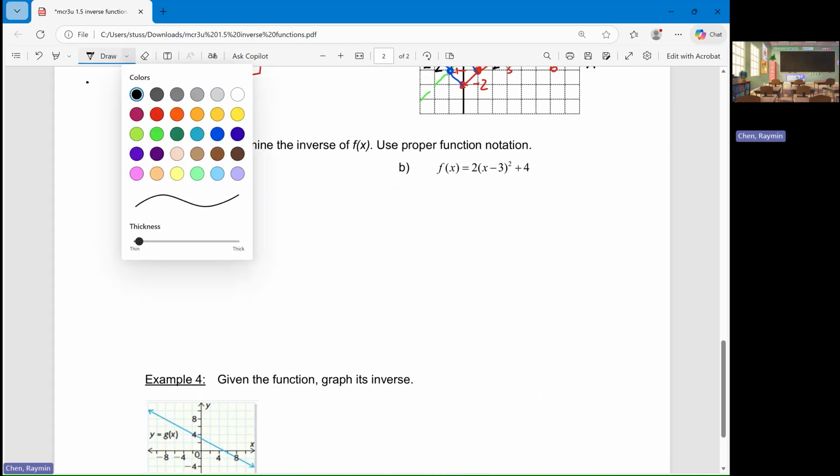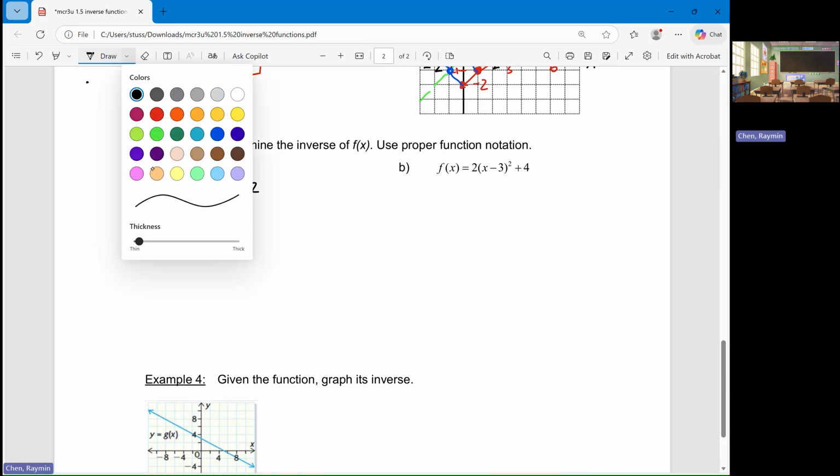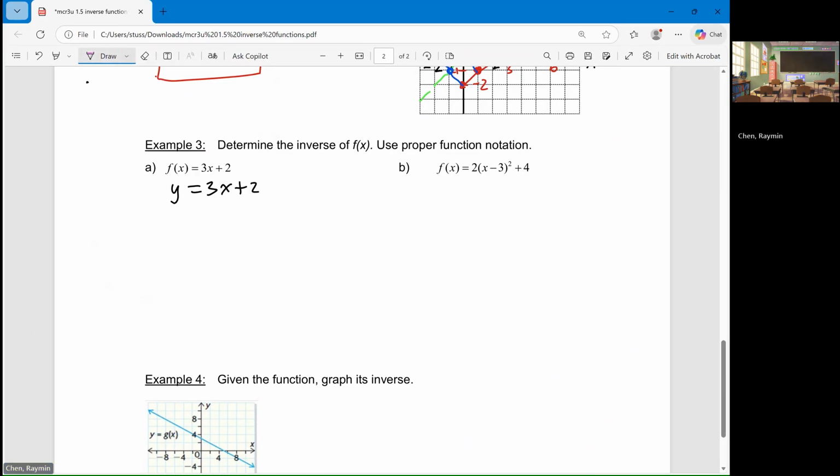The first thing that you're supposed to do is rewrite the equation. So we have f of x equals 3x plus 2. And this is a straight line. So notice in grade 9 and grade 10, we just change f of x to y. Watch what I'm going to do. The next thing is swap the x's and y's.